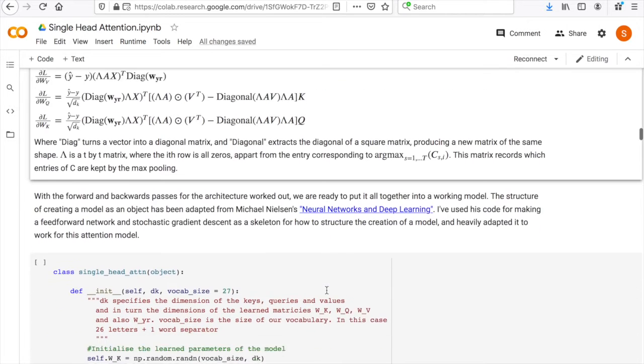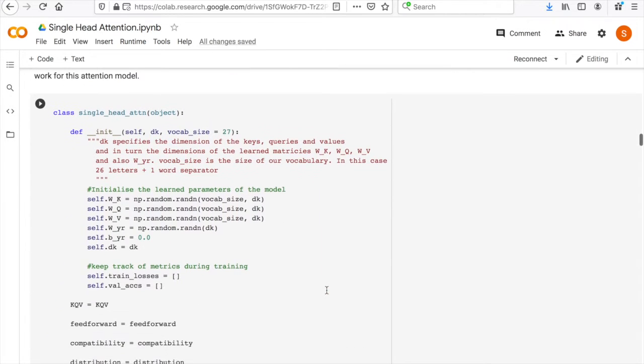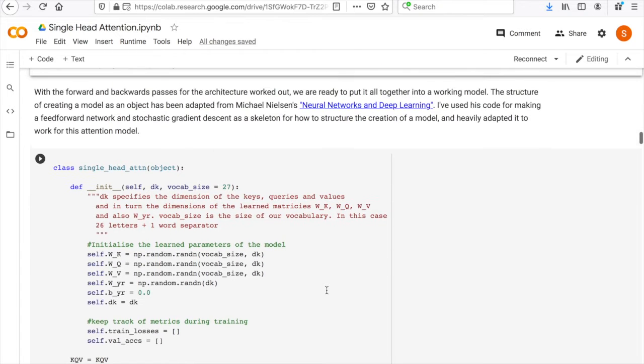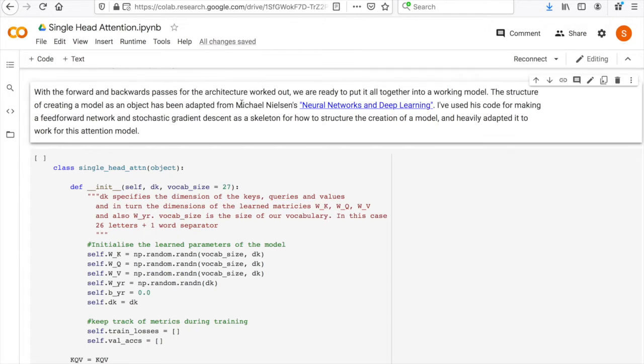So the next step is we put together the single head self-attention model as a Python class. And now, for the code for doing this, what I've done is I've taken some of the code from Michael Nielsen's excellent online course on feed-forward networks.